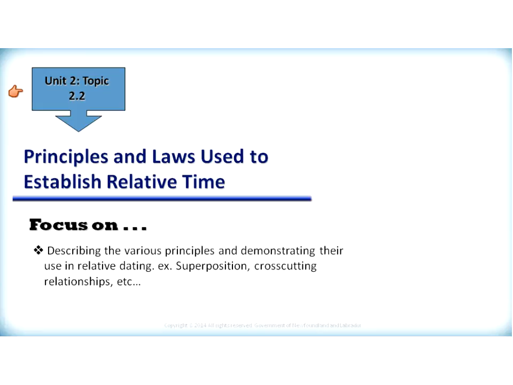Unit 2, Topic 2.2. This topic focuses on the principles and laws used to establish relative time. Throughout the lesson, we will focus on describing the various principles and demonstrating their use in relative dating. For example, we will describe superposition, cross-cutting relationships, amongst others.